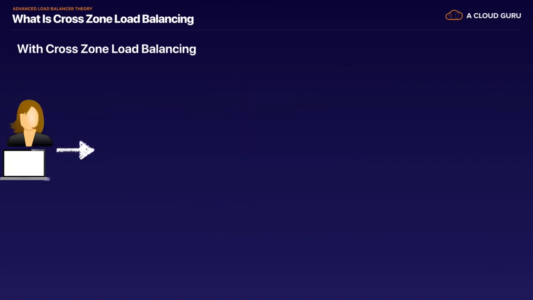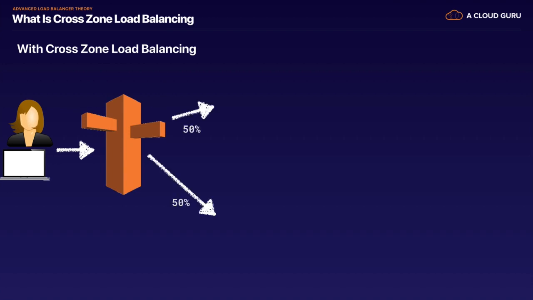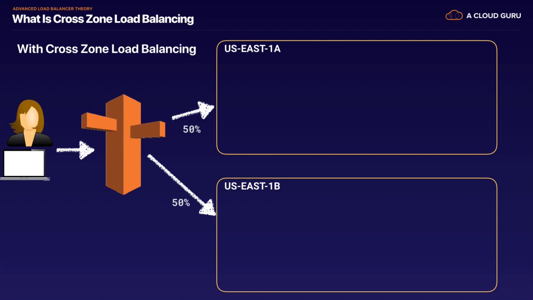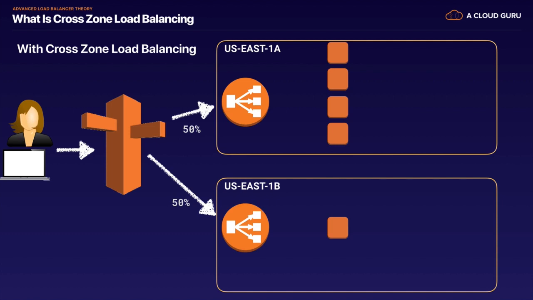With cross-zone load balancing, however, we've got our user, they're sending traffic to Route 53. We've got a weighted routing of 50-50 across two different availability zones. We've got our load balancers in here. We've got our 4 EC2 instances in one availability zone and 1 EC2 instance in another availability zone.